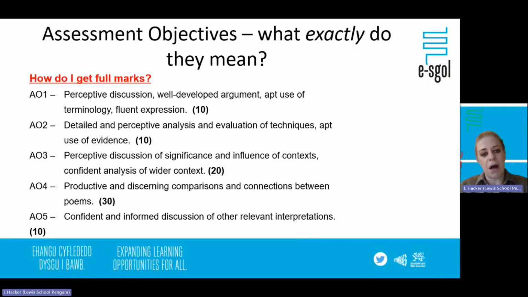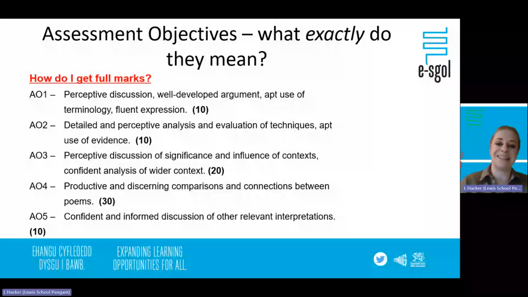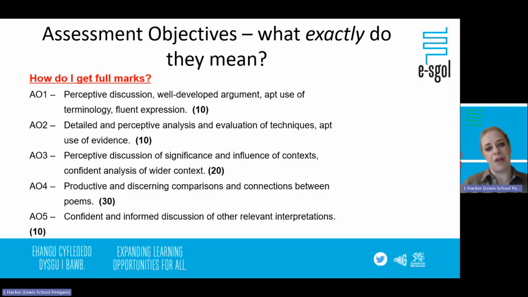Now, what you are marked on in AO1 is your ability to construct an argument to this question well. It's your ability to use terminology effectively to highlight your argument, and it's also your ability to write fluently in the correct academic style. No colloquial language, no slang. Everything must be proofread and checked before you give that exam paper in.